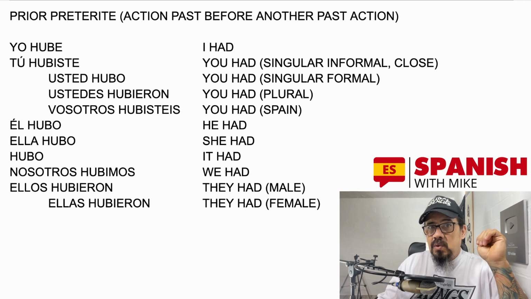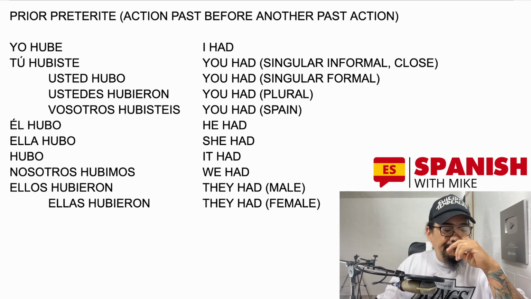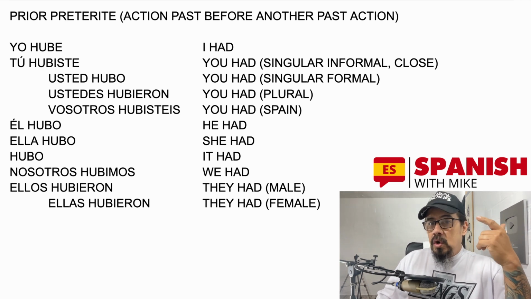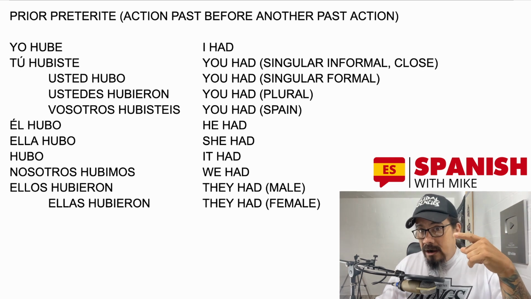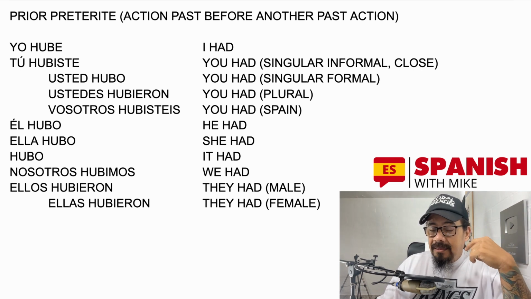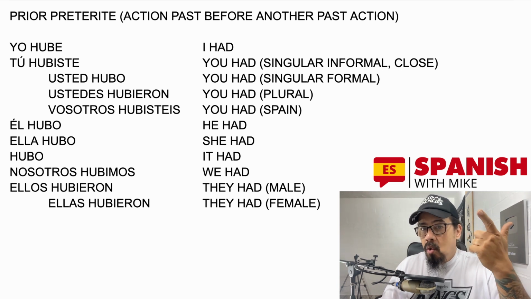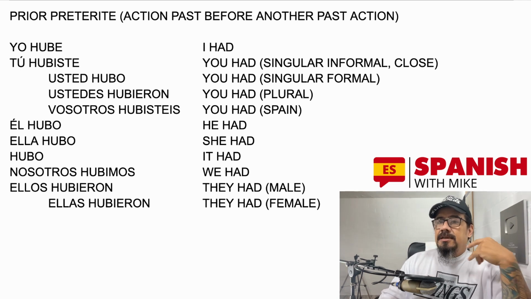We cannot use hubieron for, remember, earlier in this video we talked about there is, there are, as haber. There was in Spanish, there were, we could think there were, we could translate that as hubieron, but for that in Spanish the real word is hubo. But anyways, that's going to be subject for another video.